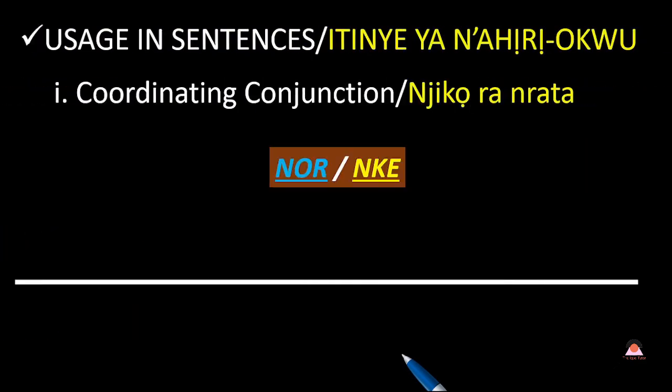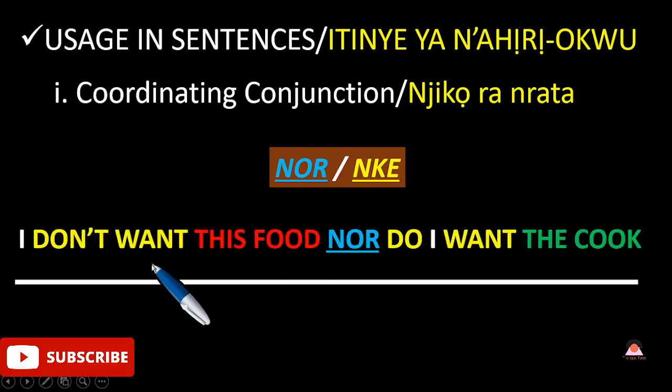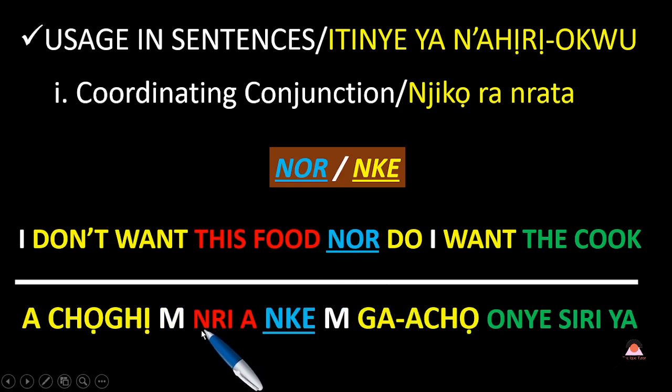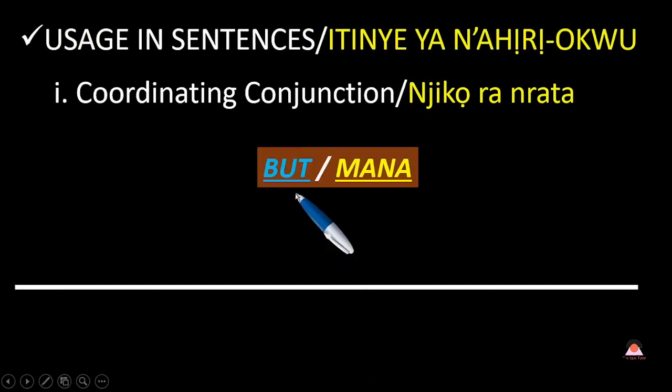So let's go to third example of coordinating conjunction. Nor, and the Igbo version is nke. Now let's go to sentence. I don't want this food, nor do I want the cook. Igbo version. Achọghị m nri a nke m ga-achọ onye siri ya. Believe that is clear enough.